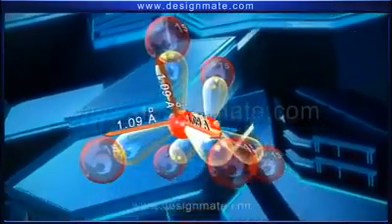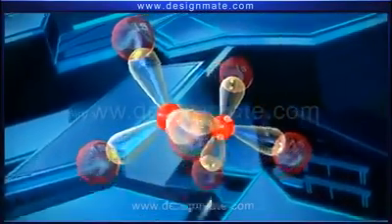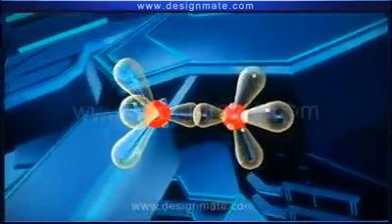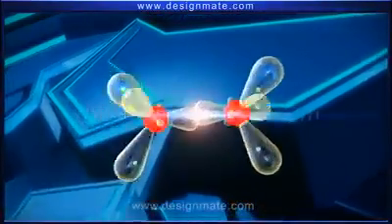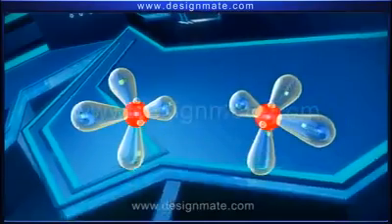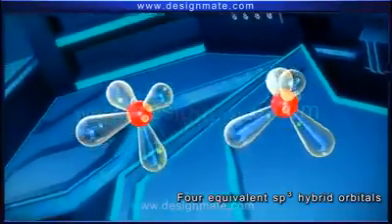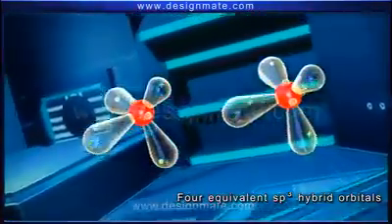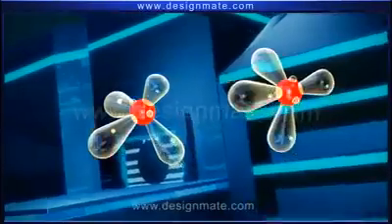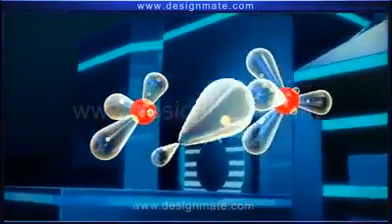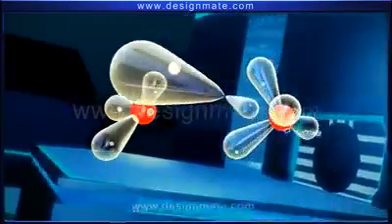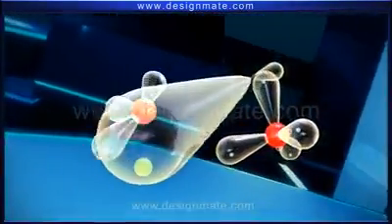Let us now remove the 6 hydrogen atoms from this structure. Also, drag the 2 carbon atoms apart. We can clearly see 4 equivalent sp3 hybrid orbitals around each carbon atom. Each of these orbitals has one lobe bigger than the other and is occupied by a single unpaired electron.